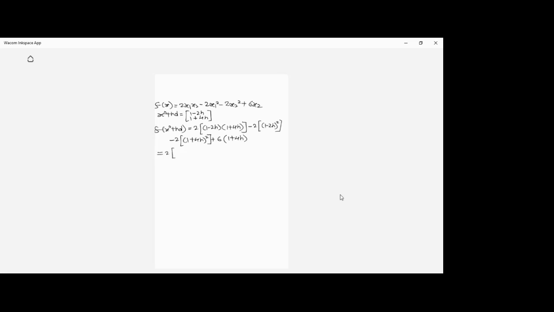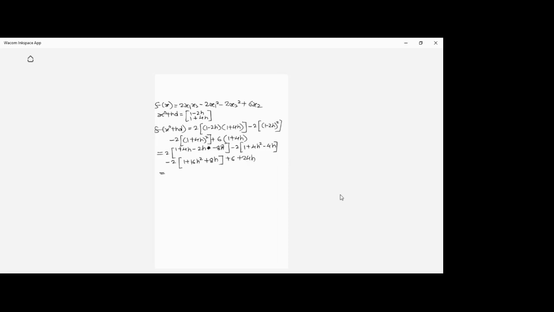So 2 into here we can write down, as 1 1 plus 4h minus 2h plus, no, it is minus 8h square, right? Minus 8h square, then it is minus 2 1 plus 4h square minus 4h, right? We can write minus 2 1 plus 16h square plus 8h, right? And next is plus 6 plus 24h.